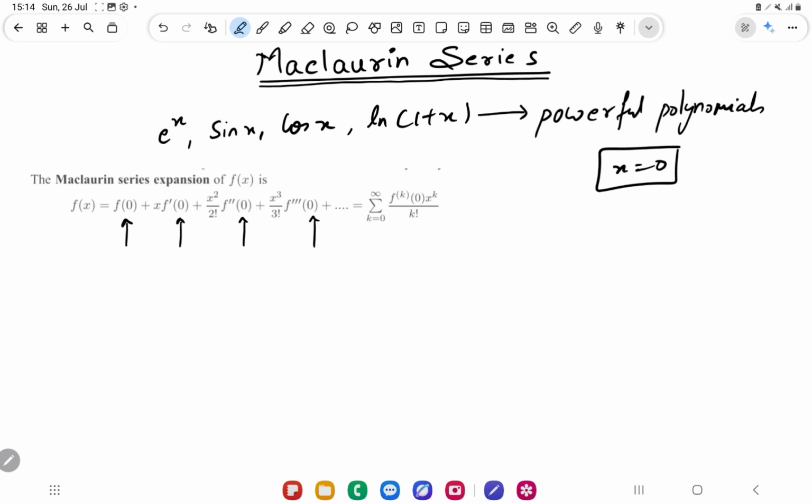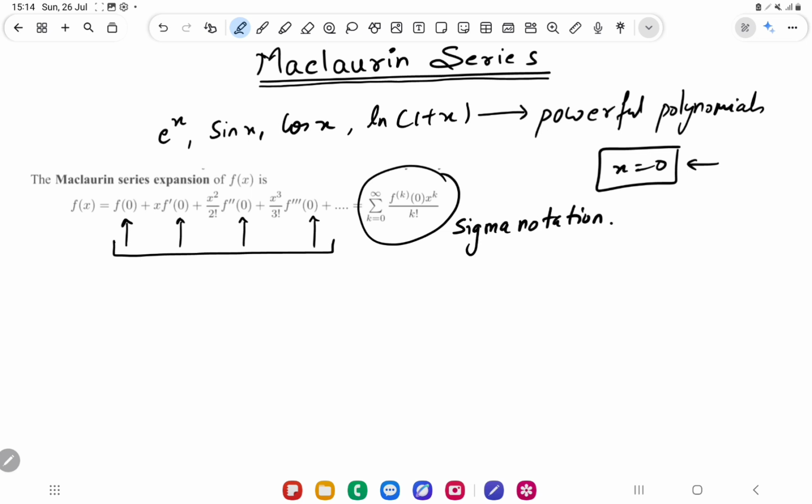It means we have to take derivatives, depending upon how many derivatives the question wants, and then we have to put the value x equals 0 into the function. Now sometimes they ask for the expansion, this is the expansion, but sometimes they want the answer in the sigma notation. So you have to write your answer in this sigma notation.